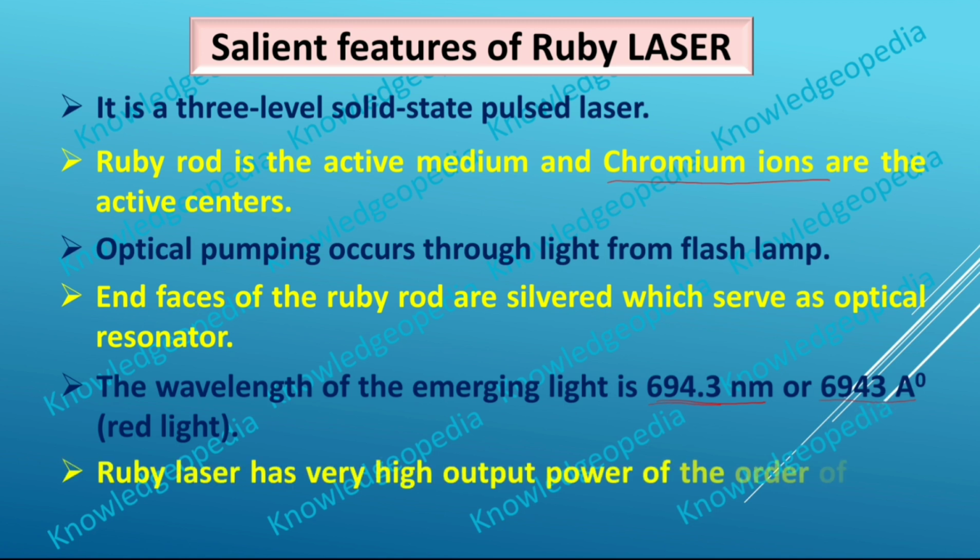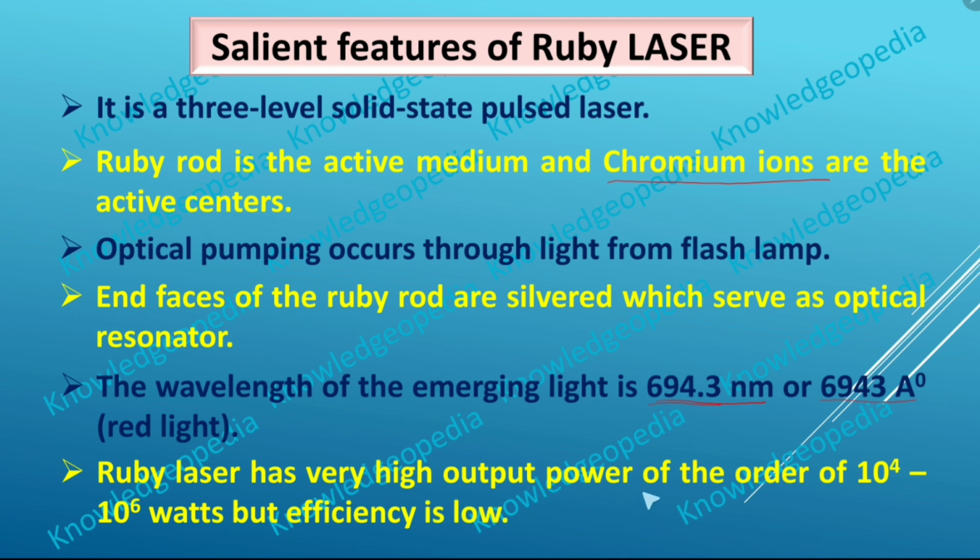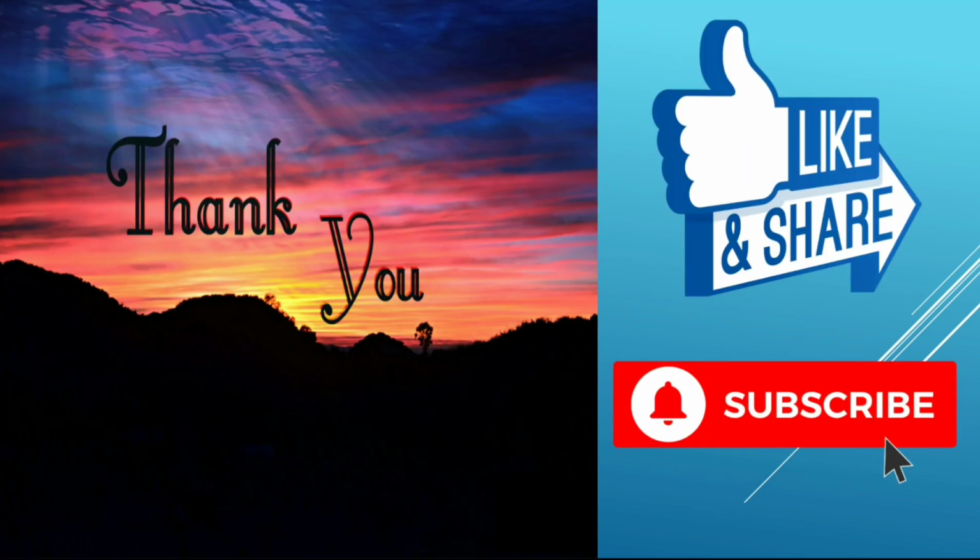Further, ruby laser has very high output power of the order of 10 to the power 4 to 10 to the power 6 watts, but the efficiency is low. So these are some of the salient features of ruby laser. Today we will stop here. In the next class, I shall discuss about carbon dioxide laser.